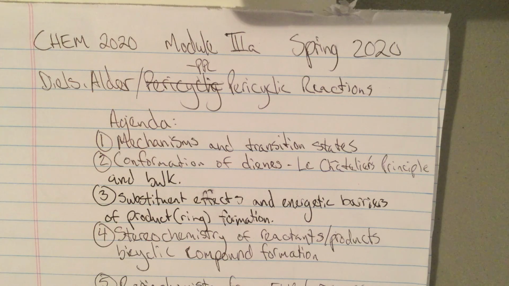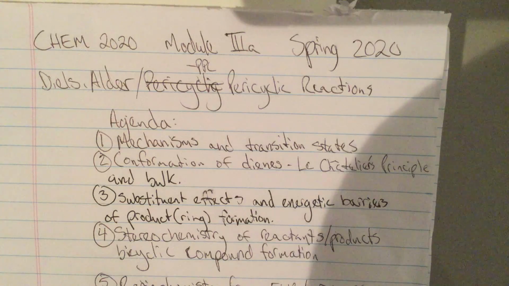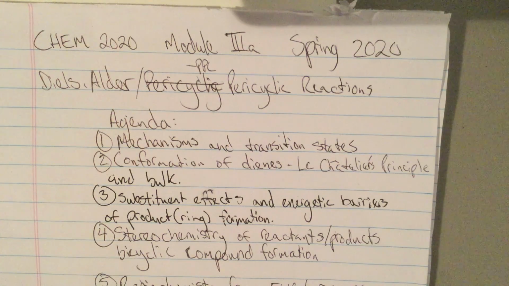Number 3, substituent effects and energetic barriers of product or ring formation. So whether something is electron withdrawing or electron donating that's attached to the diene or dienophile, as well as whether or not that'll perturb or completely inhibit that correct conformation.